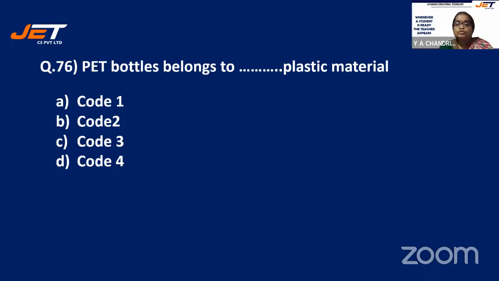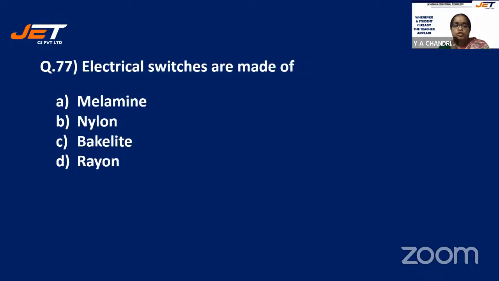PET bottles belong to dash plastic material. Code 1, code 2, code 3, code 4. We have seen this. We did code matching earlier. Recollect and say the answer. We'll see the answer. It is code 1. Code 1 plastic material. Next question.